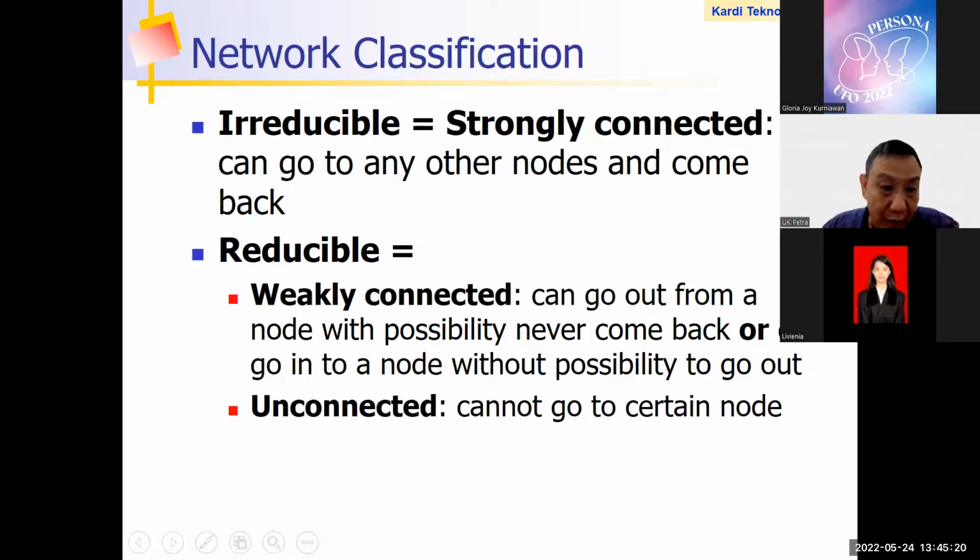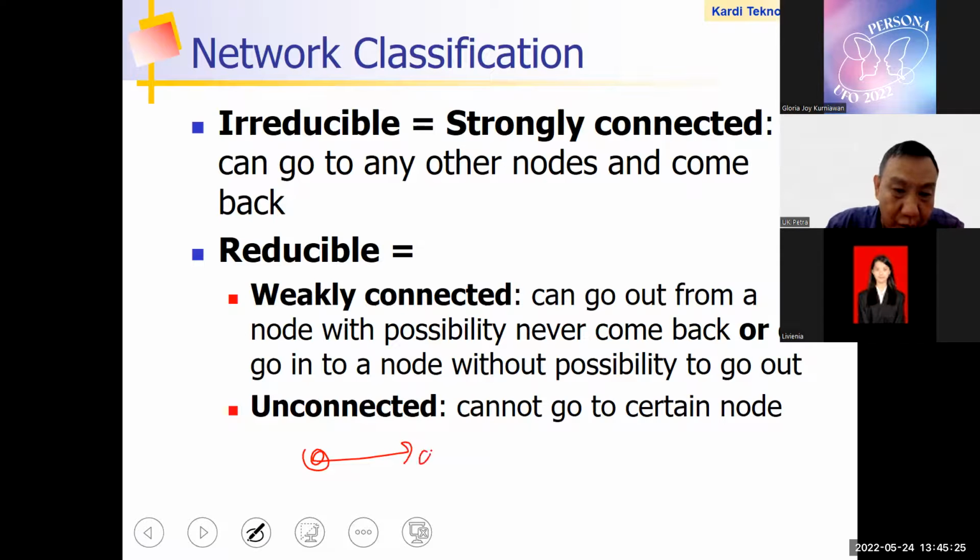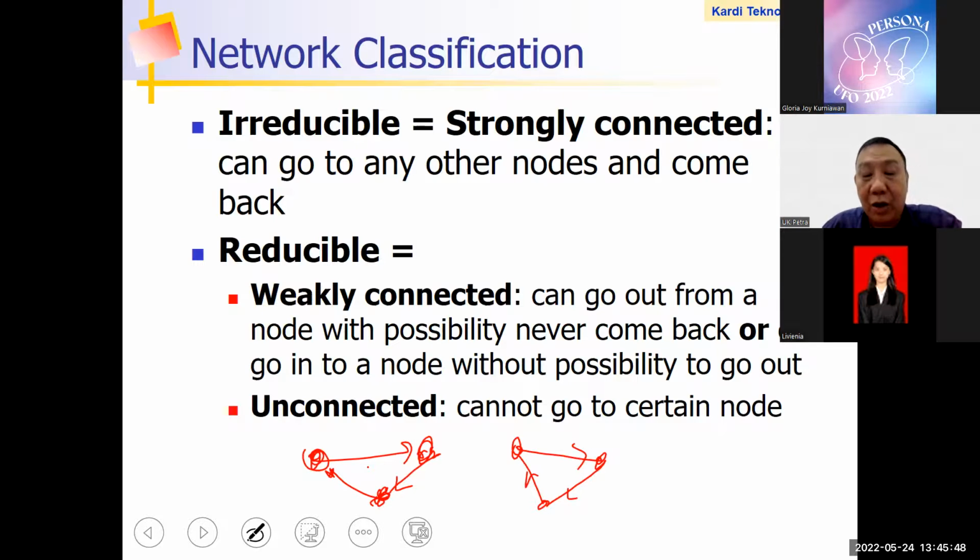Say for example, this is your network, go here and then go there and then go back here. So you have three nodes. In this case, it is strongly connected. But if two strongly connected networks together form a network, that means these two are not connected, so it becomes unconnected, because from here you cannot go to the other part of the network.